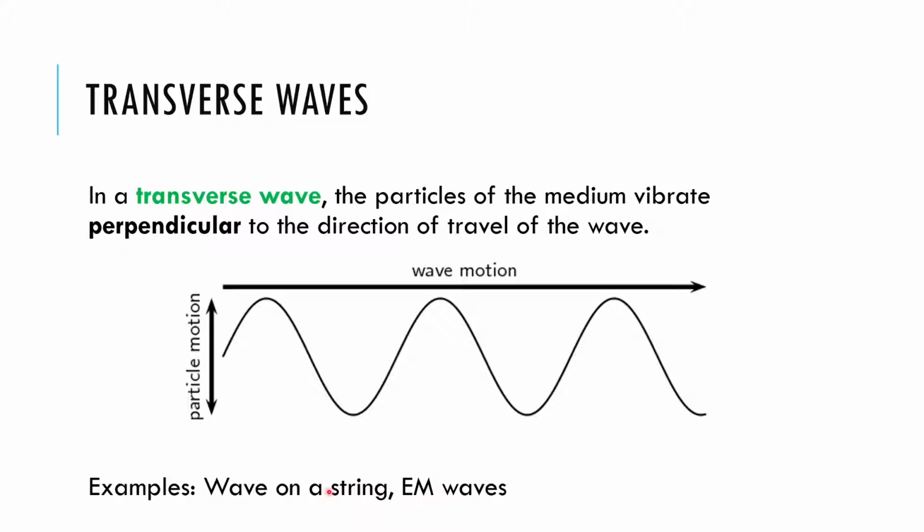A wave on a string, or a wave if you're making it with a slinky, shaking the slinky side to side. It turns out electromagnetic waves, which we'll get into a little bit later, are transverse waves as well. The stadium wave is another good example, right? The people stand up and sit down, and the wave moves side to side past them. So those are all transverse waves.